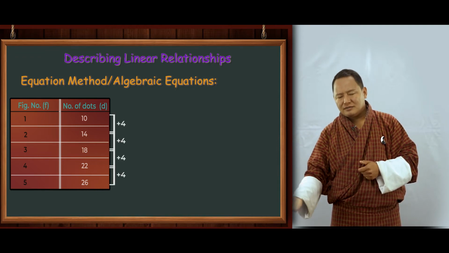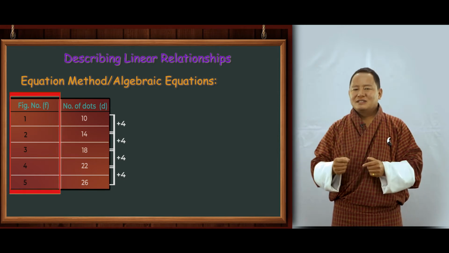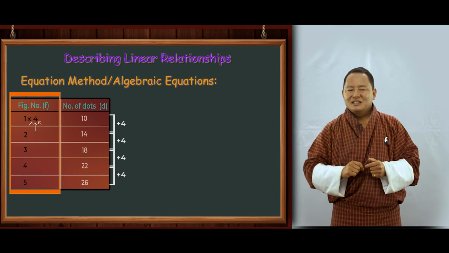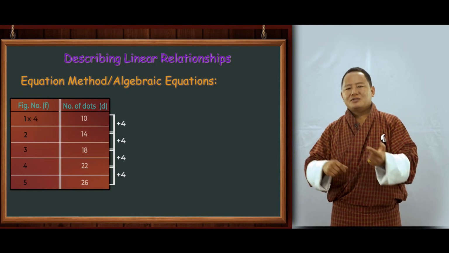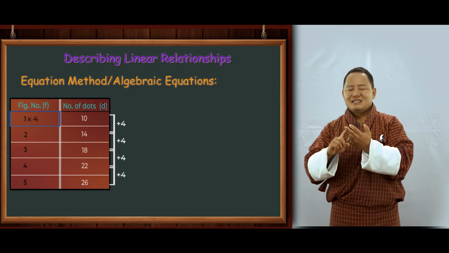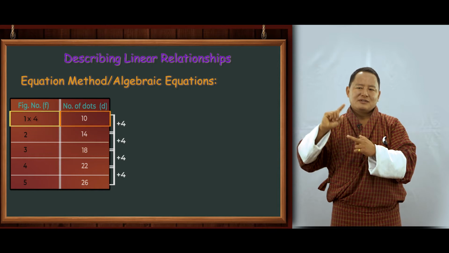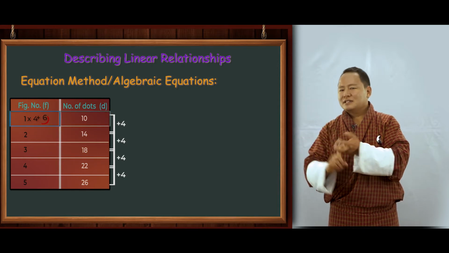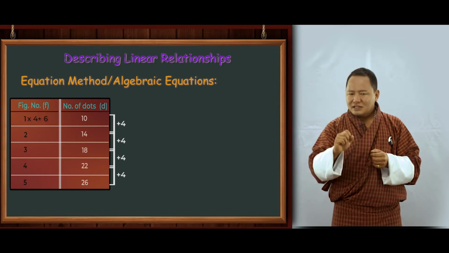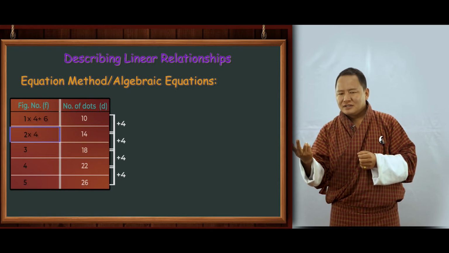It gets added up by 4. And now if you look into the left column, you can see that the 4 is multiplying the figure number, and in order to get the number of dots, 1 times 4 is 4, but 4 is not equal to 10. The number of dots is 10 in the first figure, so that's why we are adding up 6. And for the second figure number also, 2 times 4 is 8, right? 8.